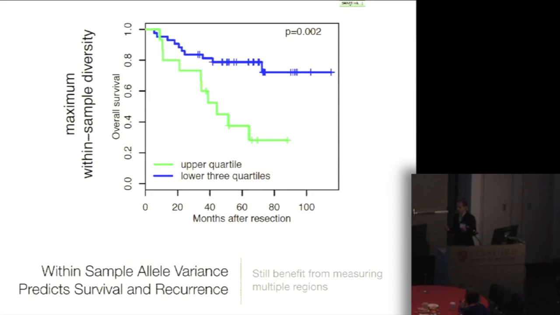We've got 2 samples, so we've got a within sample diversity for 2 different samples from the patients. And if we took the maximum of those 2 samples, that's what that data is there. So the maximum within sample diversity was predictive of overall survival as well. And if you actually ask for the average of the 2 within sample diversities, or just use one of them, you don't get nearly as good statistical power. So there's still a lot of value in taking more than 1 sample.